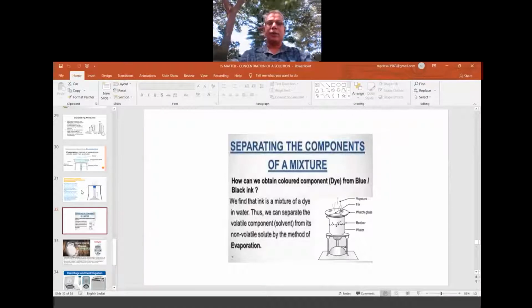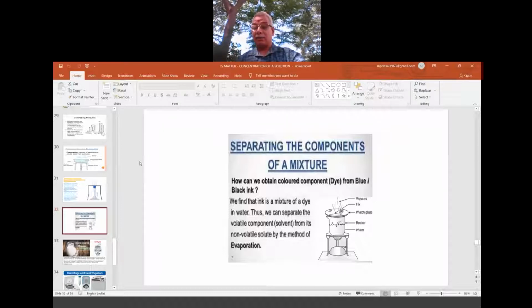So that's why, when the color component is dissolved in the volatile liquid, it is kept for evaporation. But see here, it is kept for evaporation in a different way. Directly it is not kept. We have taken the ink sample on the watch glass, and that watch glass is not kept directly over the stand where the flame is. First we have taken the stand, then on that you have kept the beaker. In the beaker water is there, and on the beaker you have kept the watch glass. Please see the figure here, and when you see the figure, you will understand.